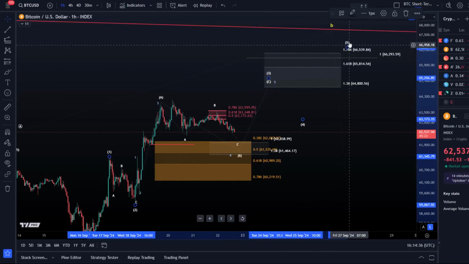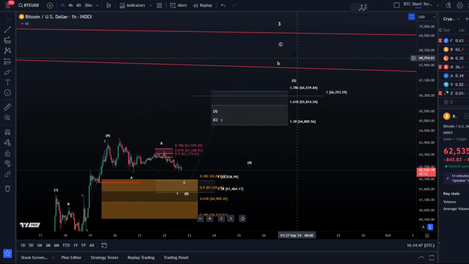And then there could be another 4-5 pattern that can take the price into the 66 to 67K region, which also aligns very well with a key Fibonacci level that we are observing on the larger time frame, which is actually around 67K, where we also have those trend lines here. Okay, so the lower trend line at least.